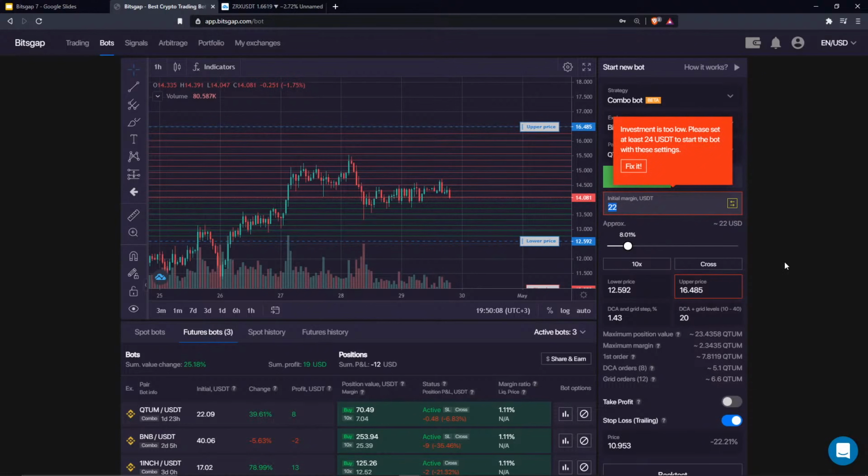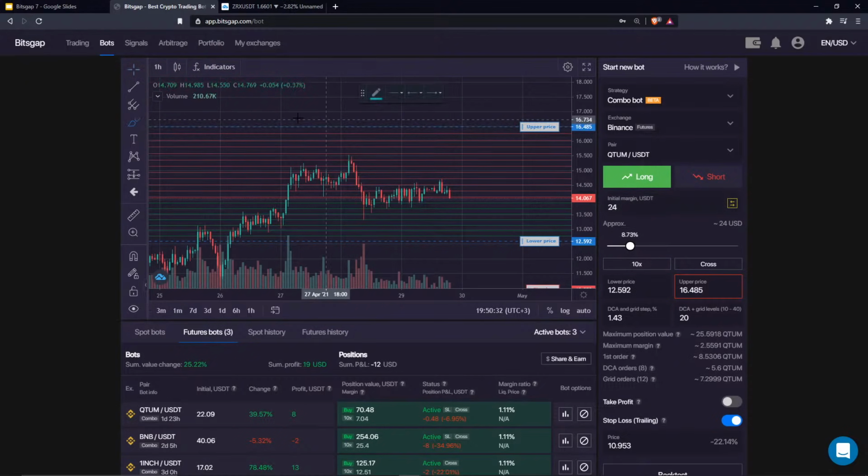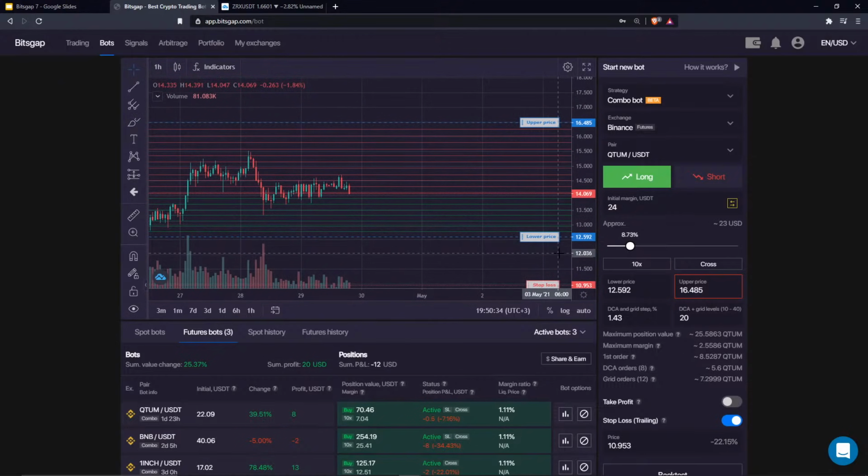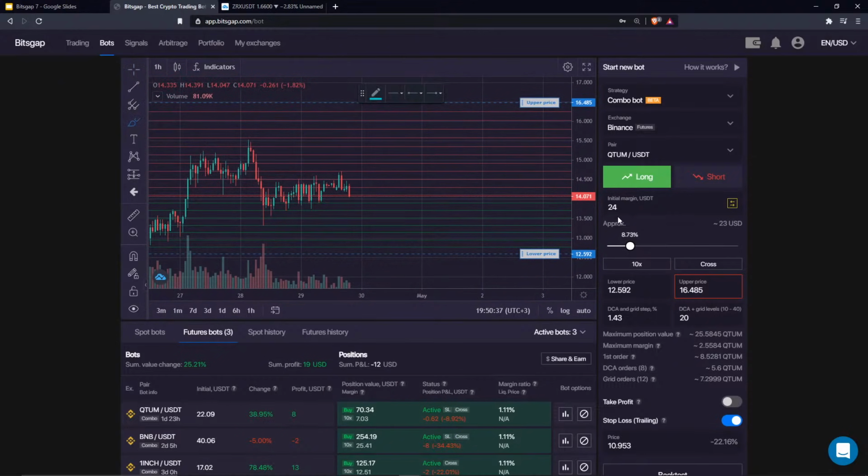Since we are trading with leverage on the futures market, that means that your $22 is actually, well, in my case I have 10x leverage, so that means your position value is around 240. So we simply multiply your margin by 10x, so that's 240. So now is the trick, the secret of the bot. So let's actually set $30 to make it simple.